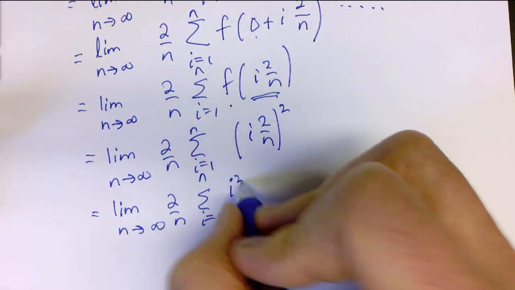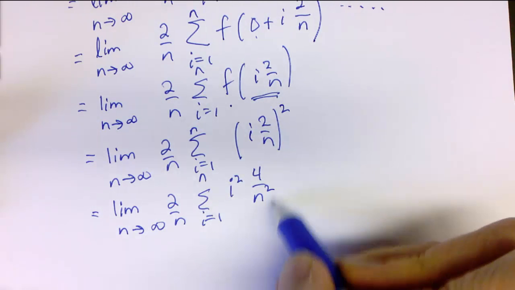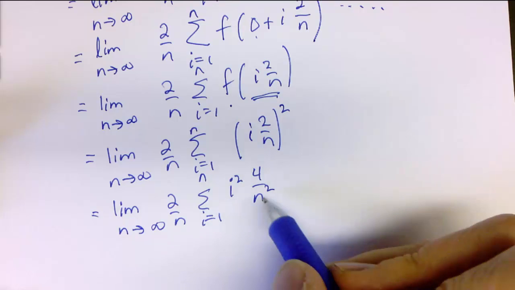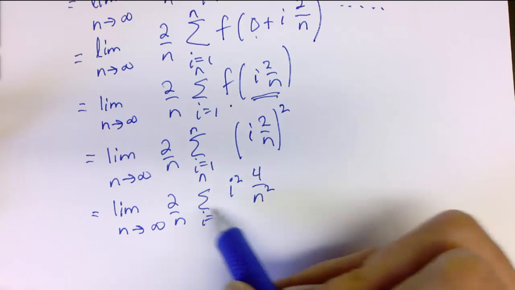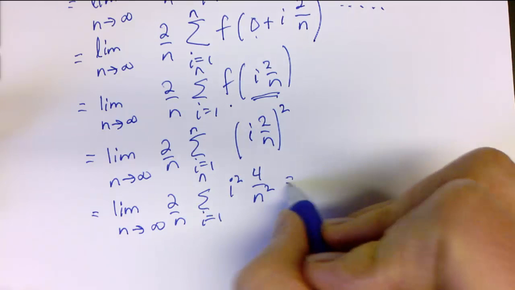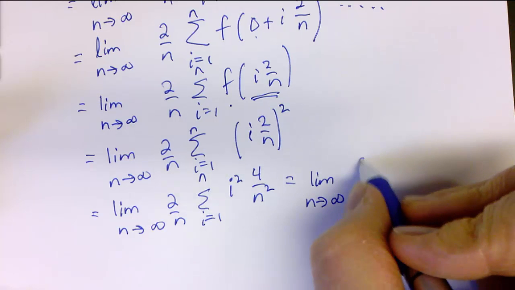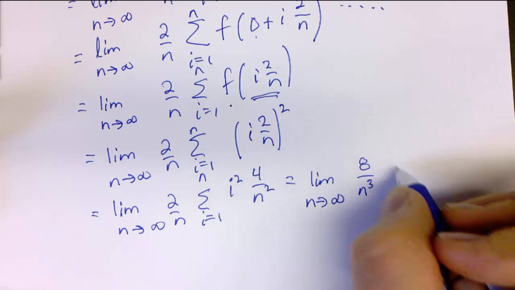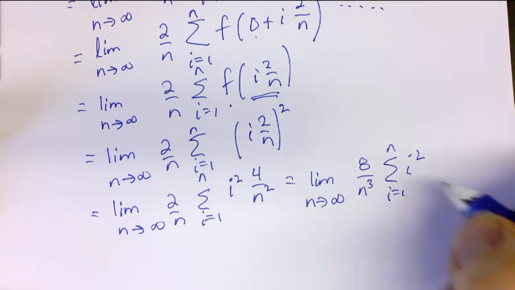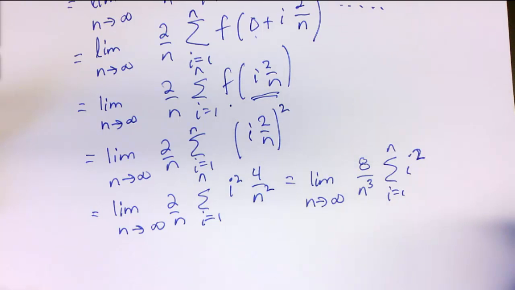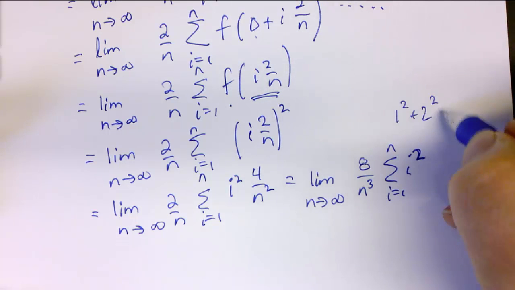So I get i squared times 4 over n squared. And this 4 over n squared doesn't change with i, so it's a factor in every term in my sum, so it can be factored out. So I'm going to write this. Alright, and now we need a shortcut. What does this sum represent here? It represents 1 squared plus 2 squared plus etc.